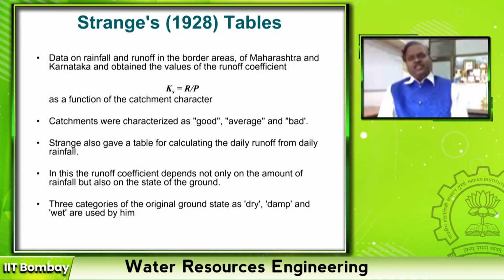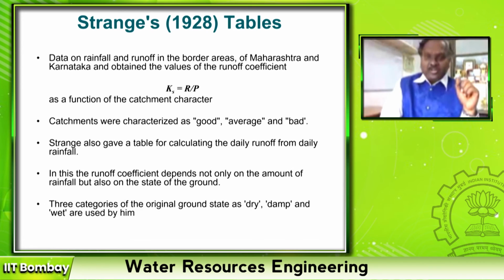Then this Strange table method. This Strange table method was developed in 1928 in the southern river system. This is, I think, the only method in the empirical category where you can estimate daily rainfall-runoff as well as monsoon runoff. See, all other methods give annual yield or monsoon yield. But with the Strange table method you can estimate daily runoff.